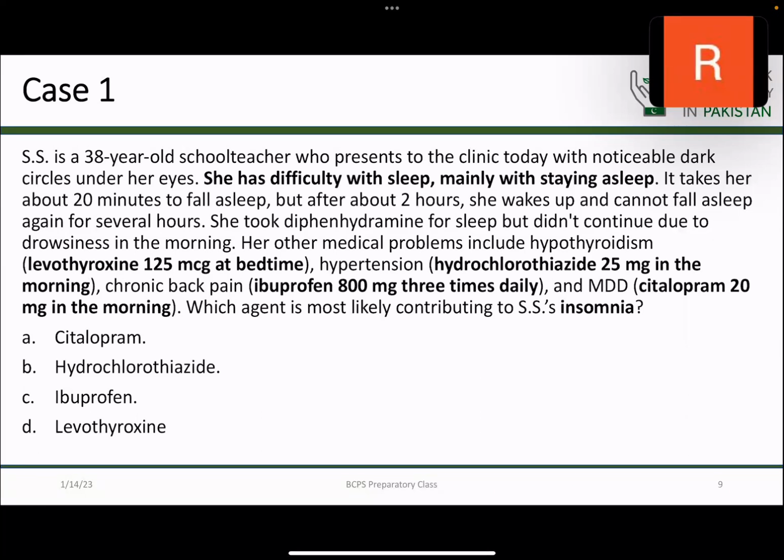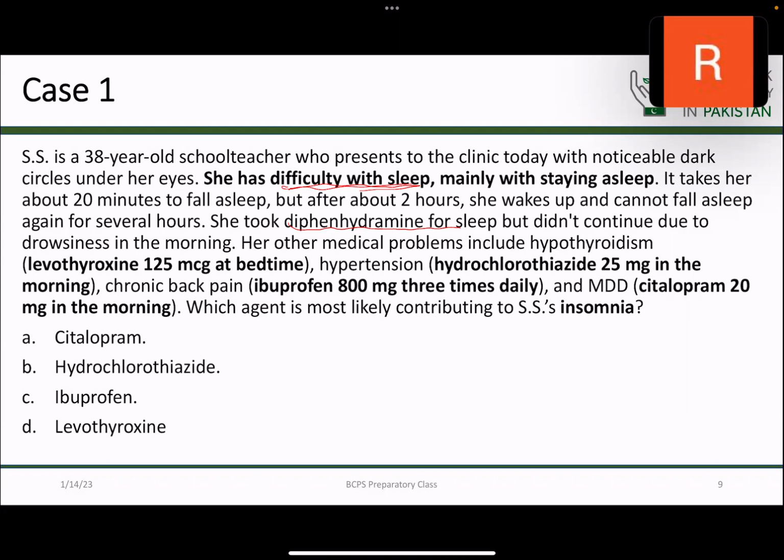Here is a patient, 38 years old, a school teacher, who presents to the clinic today with noticeable dark circles under her eyes. She has difficulty with sleep, so this is the first sign, which is insomnia, mainly with staying asleep. It takes her about 20 minutes to fall asleep, but after about 2 hours she wakes up and cannot fall asleep again for several hours. She took diphenhydramine for sleep, an over-the-counter medication, but didn't continue due to drowsiness in the morning.